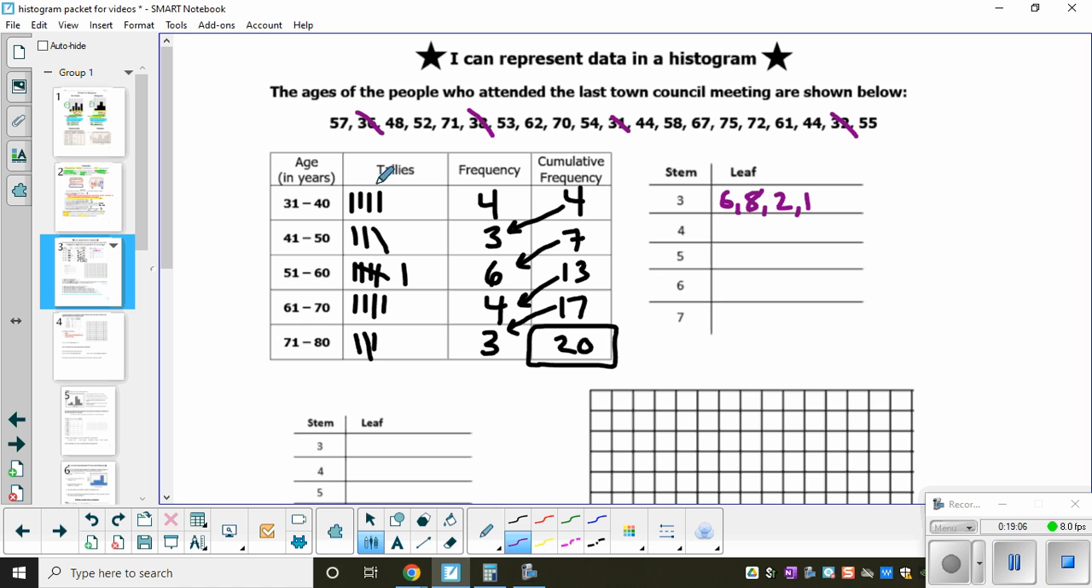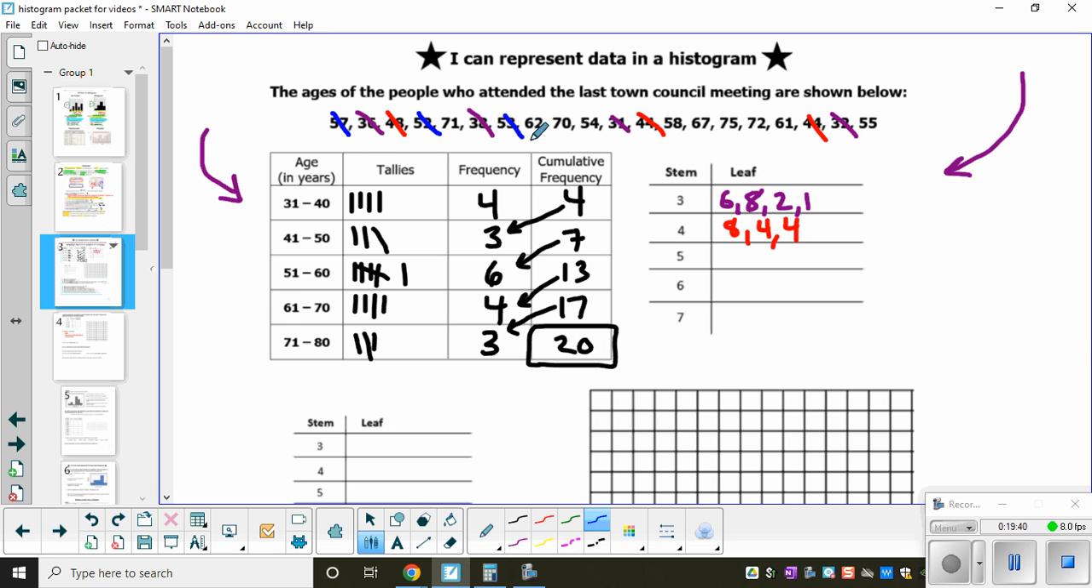One way to organize data is into a frequency table. Another way is to organize it into a stem and leaf plot. Both of these can provide information when building a histogram. If I look for anything that was in the 40s, looking back up here, I got a 48, I got a 44, and another 44. So 48, 44, and another 44.